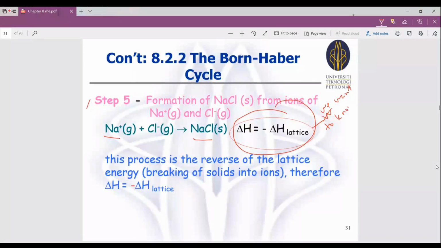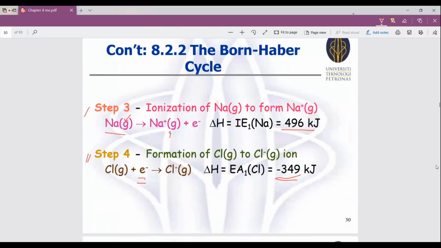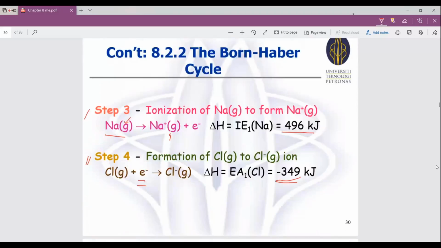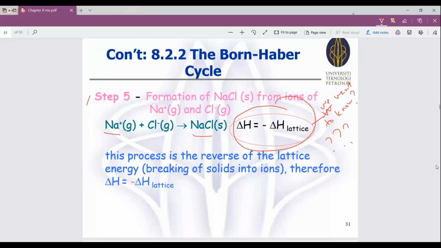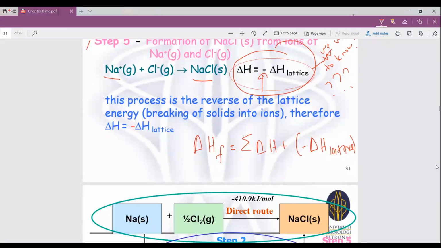We want to know this value. How to know this value? This value can be calculated by using Hess's law. The series of steps here, you add all of them together, then you get the value for the lattice. Or we can use the formula: delta H formation equals the summation of delta H plus the delta H lattice. Delta H lattice is always negative.